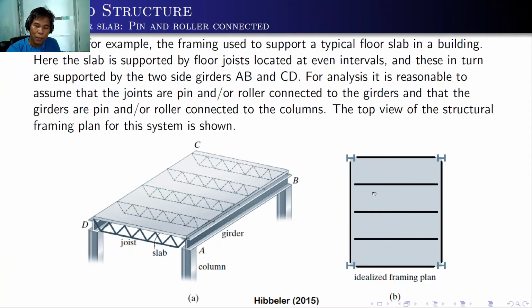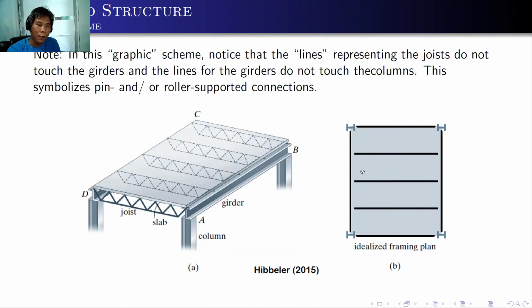If you notice, there is a gap between the joist and the girder and the column. In that graphic scheme, we usually represent the joist to not really touch the girder and the lines for the girder to not touch the columns. This is to symbolize pin and or roller supported connection. So if you have seen a picture like this, or actually if you have seen this one in a plan, then it represents this to be pin and roller supported connections.